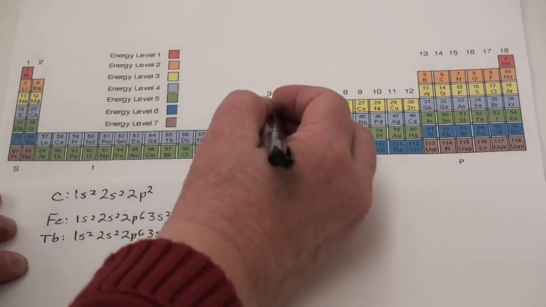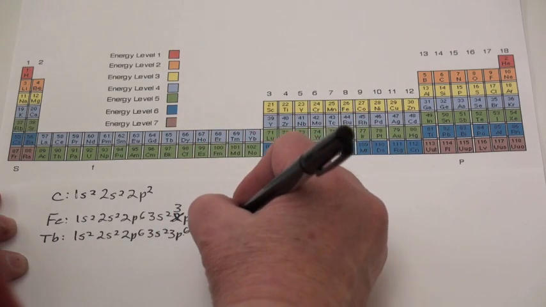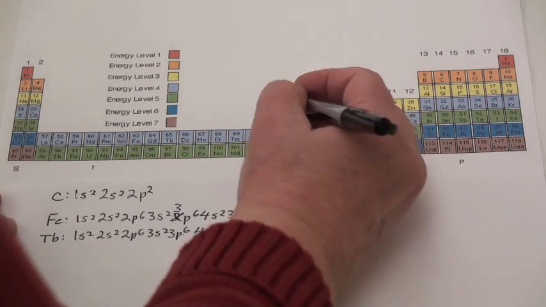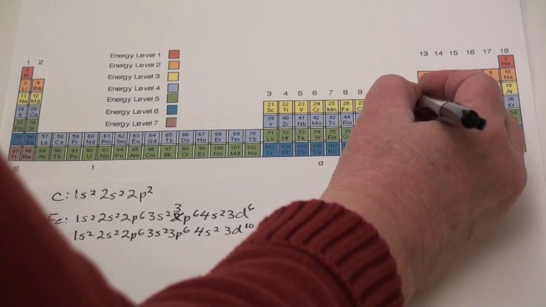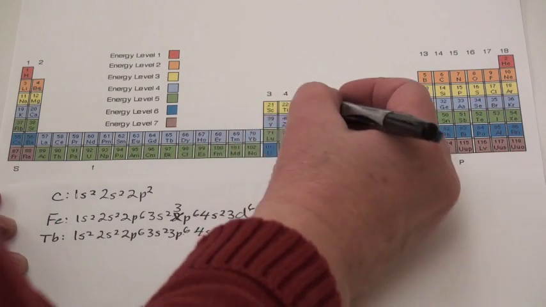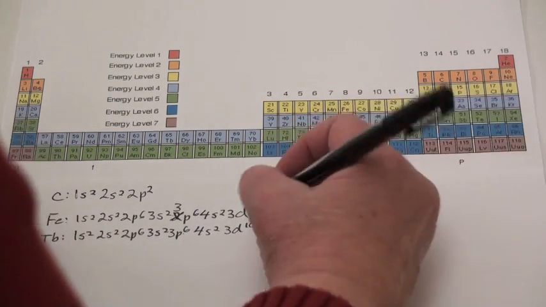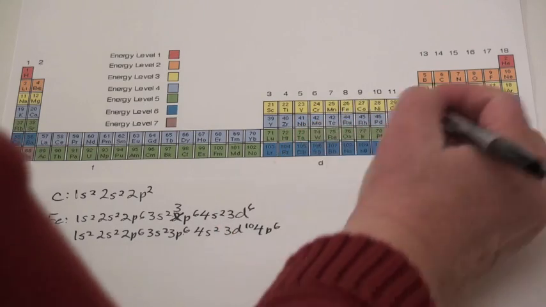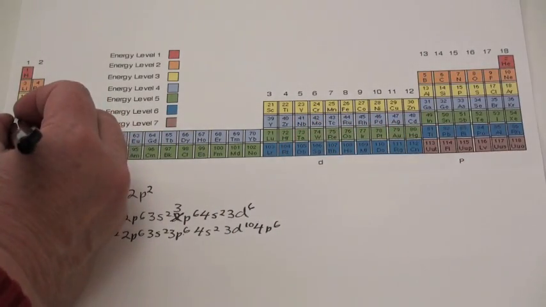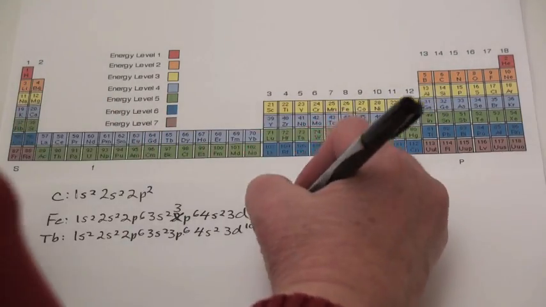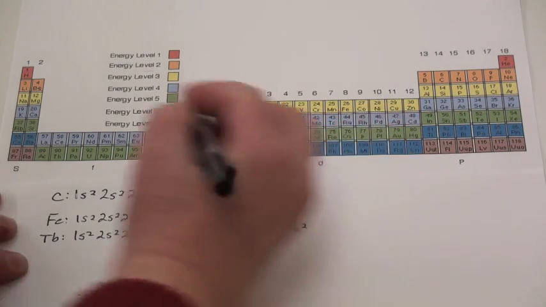And after 4s2, we run into the d's, so 3d10. Going across. Remember, we're aiming for terbium, which is down here, so we haven't gotten there yet. So after 3d10, the color is 4p6. After 4p6, we go down here. Color is 5, so 5s2.